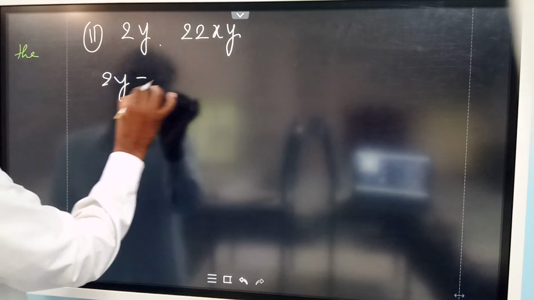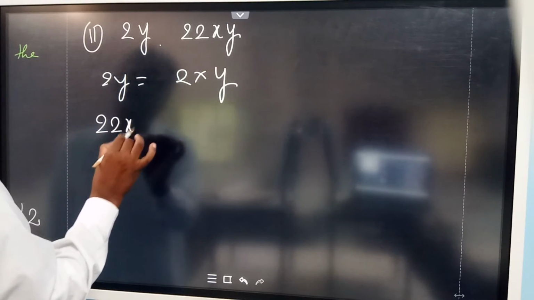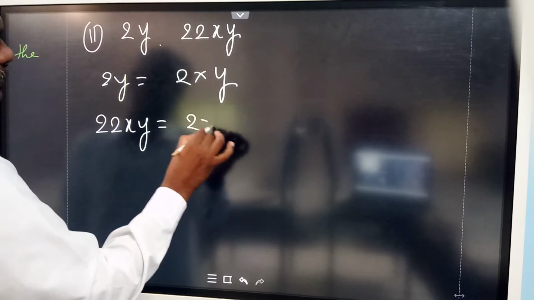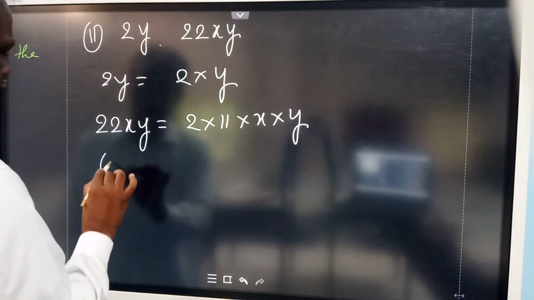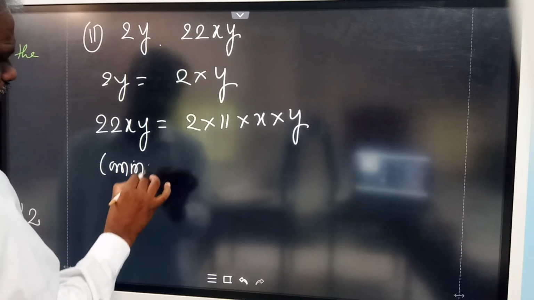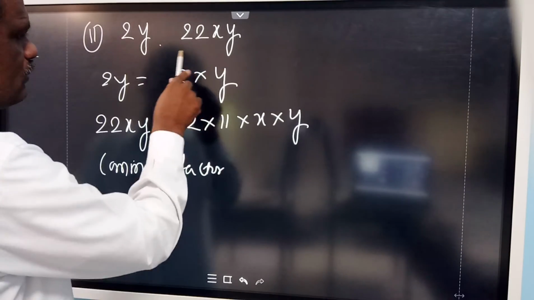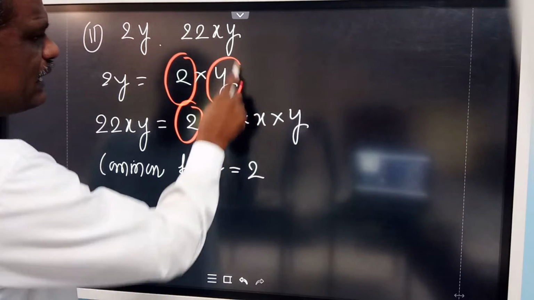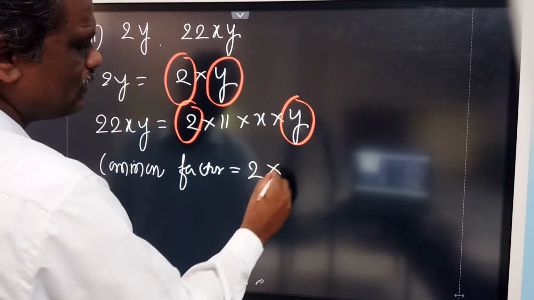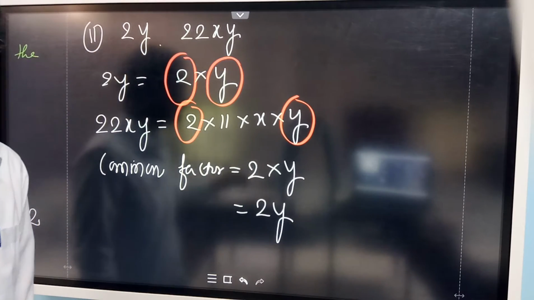2y can be written as 2 into y, factorization. 22xy, you can write as 2 into 11 into x into y. Common factors: see now, this 2 and this 2, you can write that 2, and then y. So 2y is a common factor between these two terms.